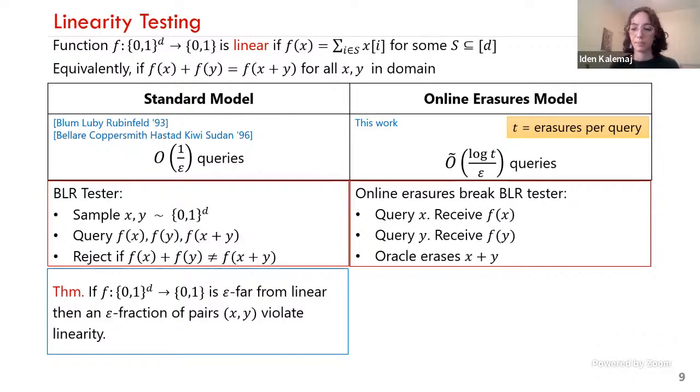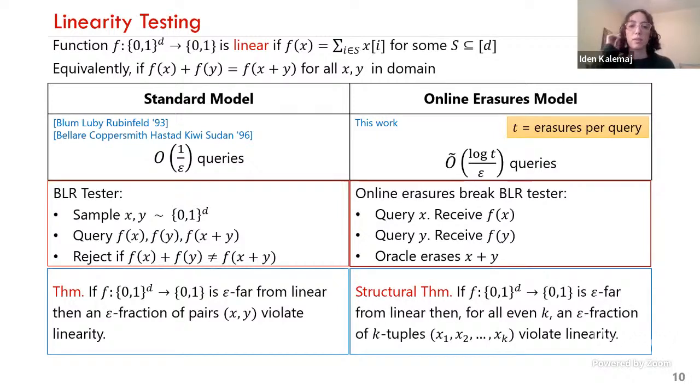And so if the function is far from linear, then the tester would never be able to see a violation to linearity. So we need to consider a new linearity tester. To analyze this tester, we also come up with a new structural theorem, which generalizes the previous theorem of Bellare et al. This theorem says that if a function is epsilon far from linear, then for all even k, an epsilon fraction of the k-tuples x1, x2, up through xk violate linearity.